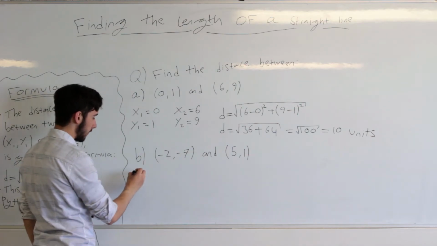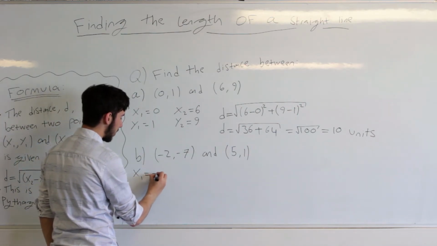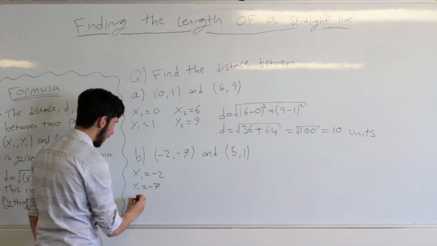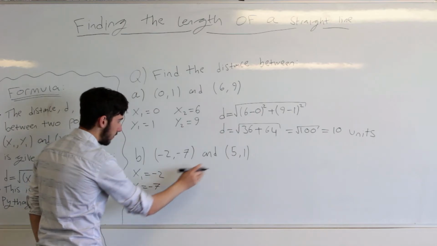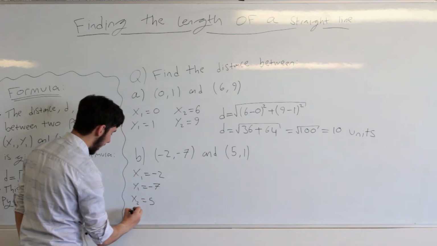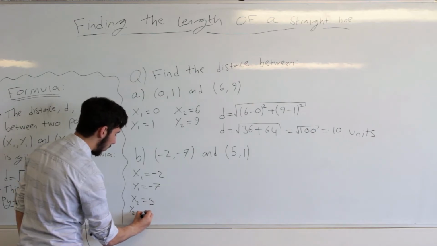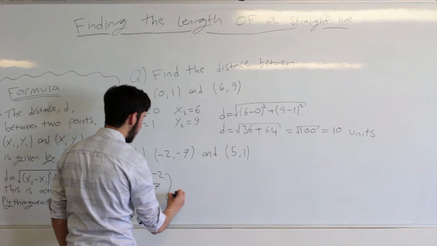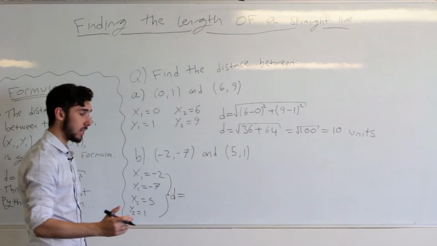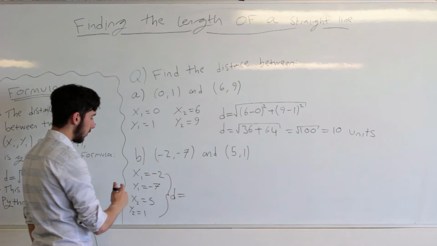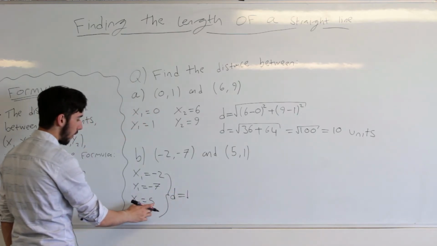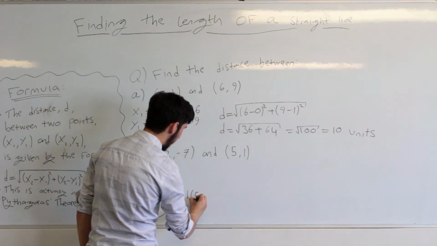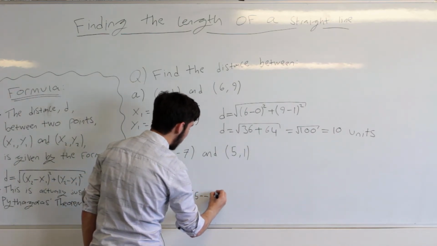So let's label everything. x1 is minus 2, y1 is minus 7, x2 is 5, and y2 is 1, okay? Now, let's just use the formula. d is going to be equal to the square root of x2 minus x1, so 5 minus minus 2, squared.